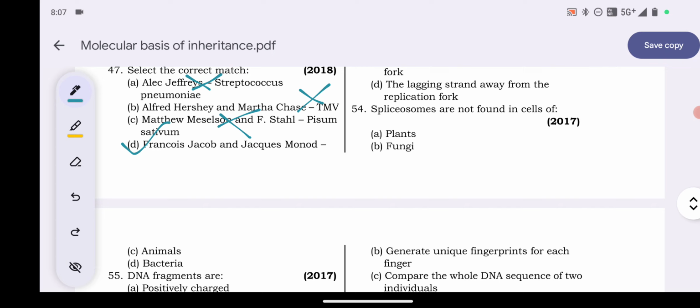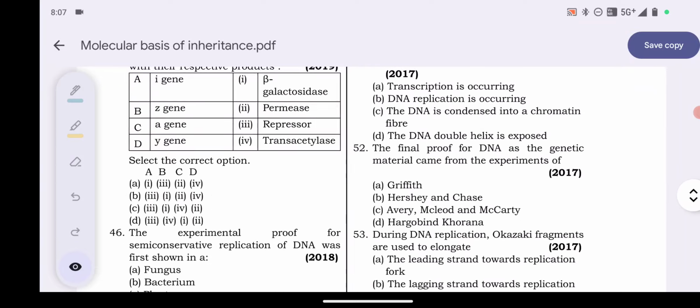Let's first come to the explanation. The lac operon was studied and discovered by Jacob and Monod to determine how a cell knows which enzyme to synthesize. This discovery won them the Nobel Prize. Alex Jeffreys goes to DNA fingerprinting. Hershey and Chase goes to the blender experiment to prove DNA is the genetic material. And Meselson and Stahl goes to the semi-conservative mode of replication. So option D will be your answer.